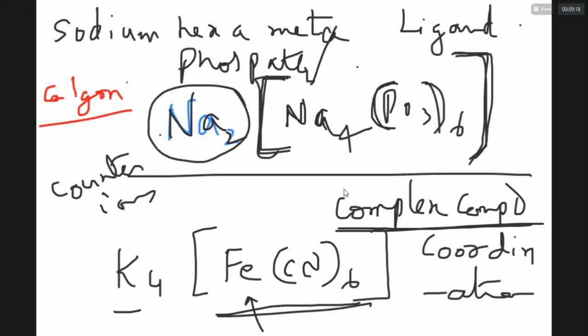So there is a standard question. What is Calgon? Sodium hexametaphosphate. What is its formula? Na4(PO3)6. What is the purpose of Calgon? It removes the hardness causing ions. How does it remove them? By complexation.